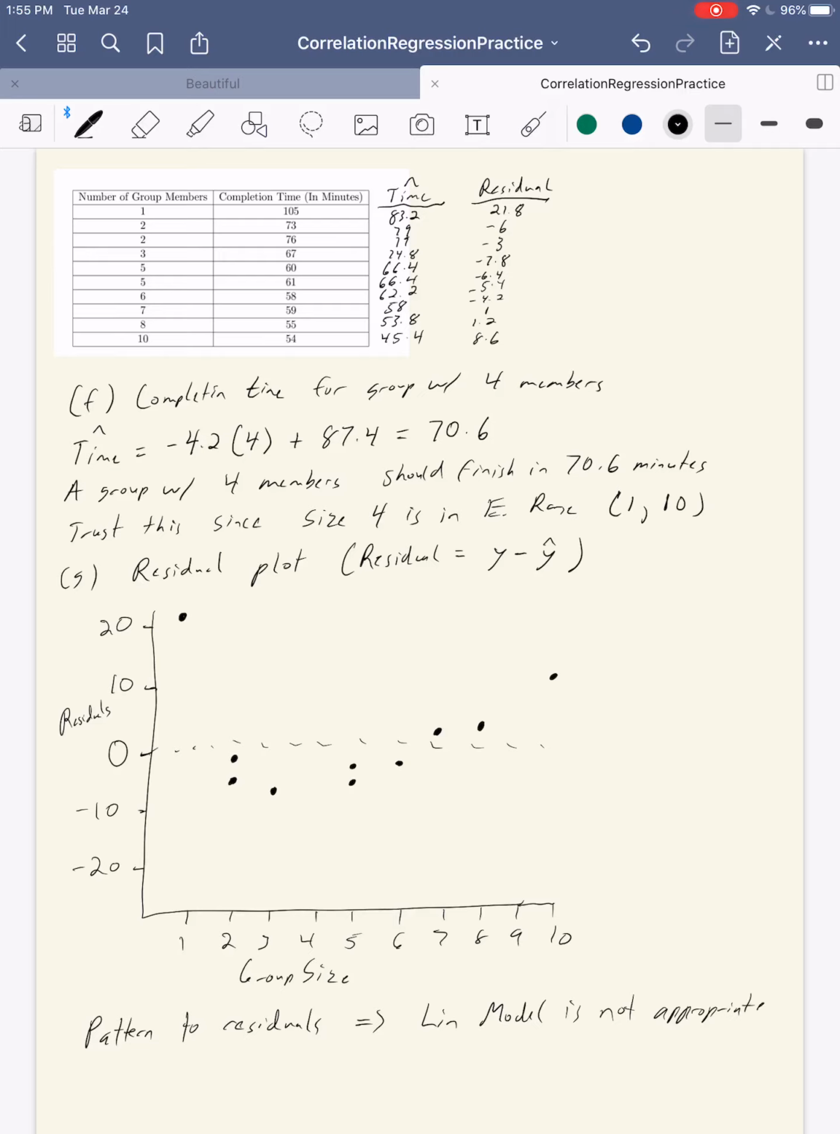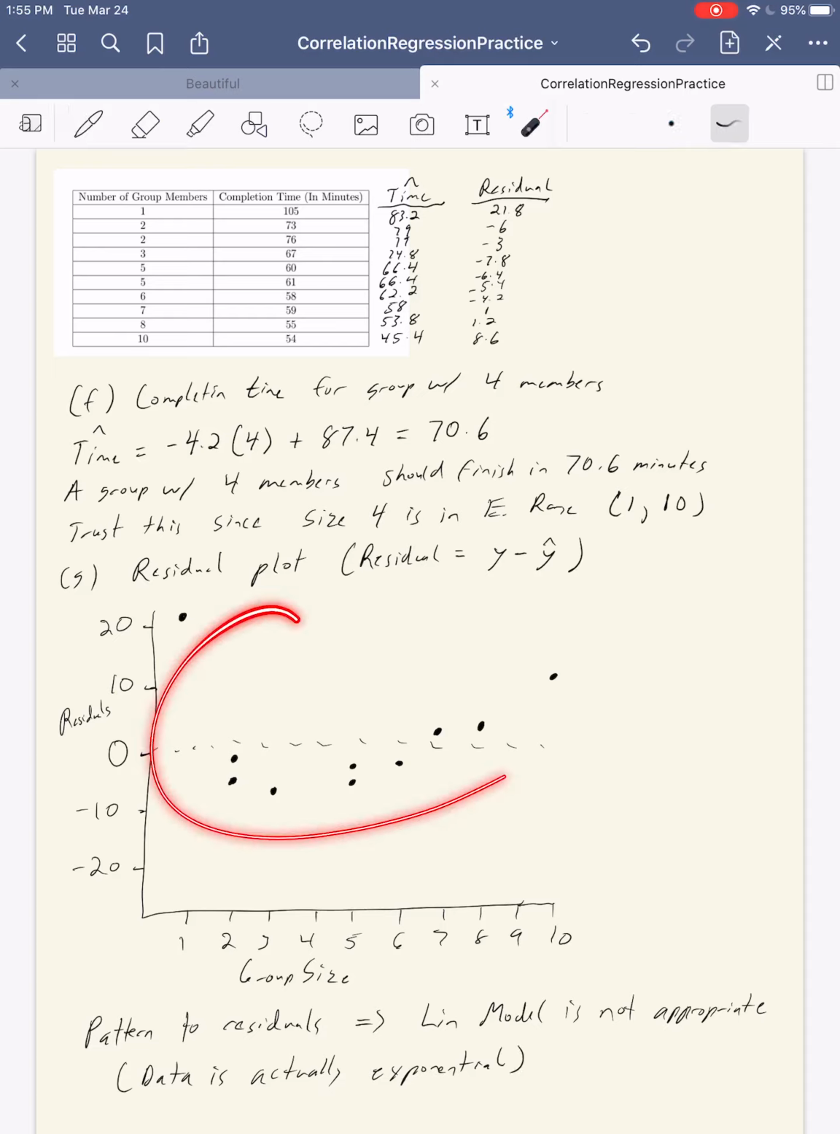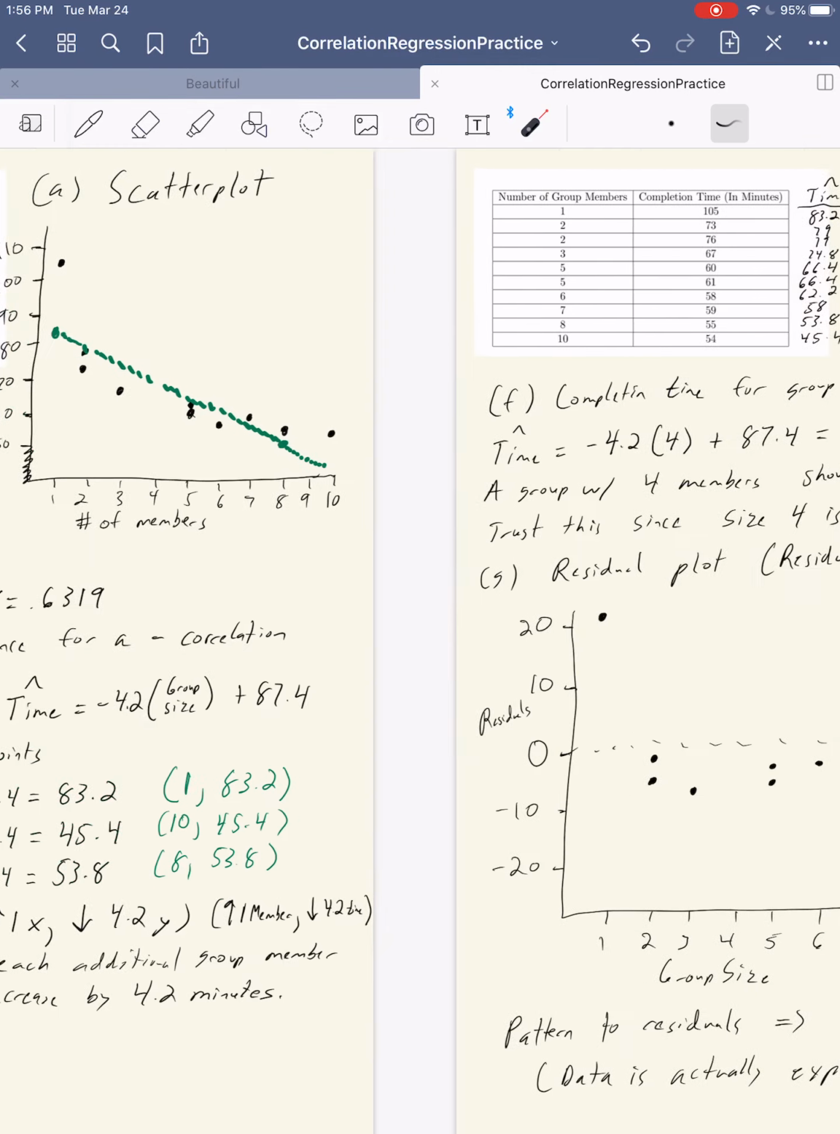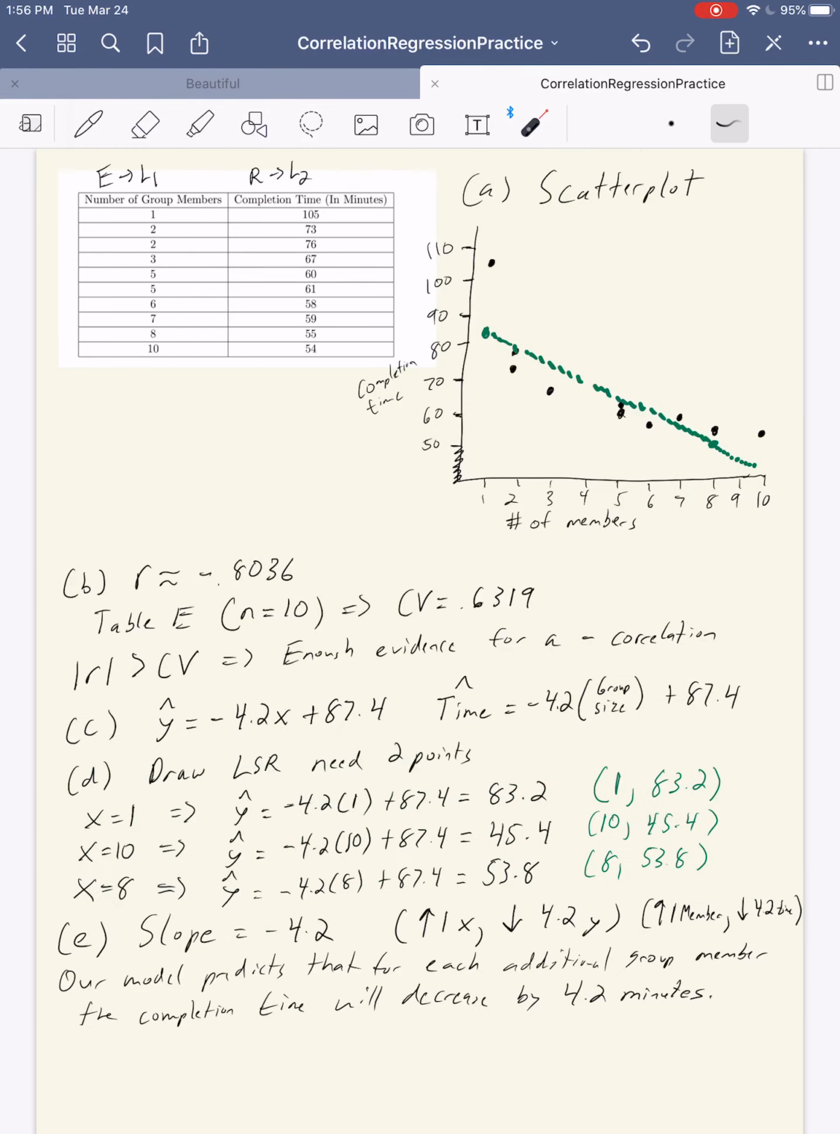And actually, since we're seeing that U shape or that upside down U shape, it actually tells us the data is actually exponential. Now, again, for us, all we're really trying to do is build this residual plot and figure out if it's appropriate or not. This extra statement that the data is actually exponential, that's just something we're making as a comment.